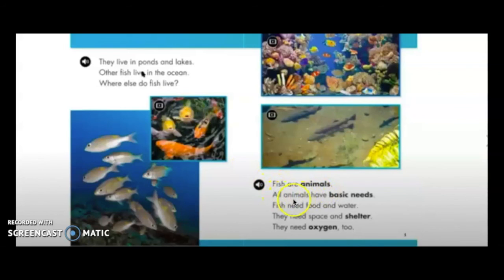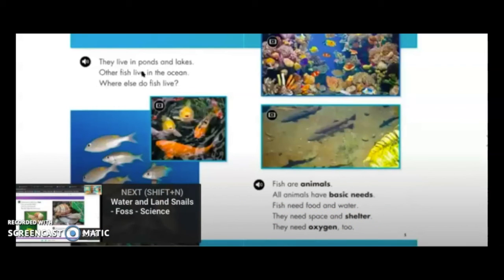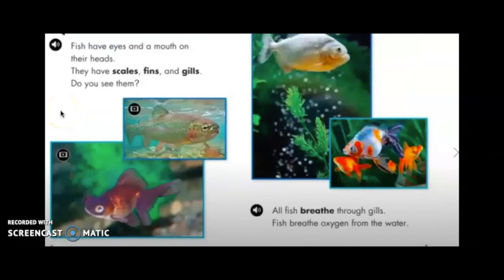Fish are animals. All animals have basic needs. Fish need food and water. They need space and shelter. They need oxygen too. That's just like us. Fish have so many things in common with us. We said they need oxygen like us, and they also need a place to live just like we do.